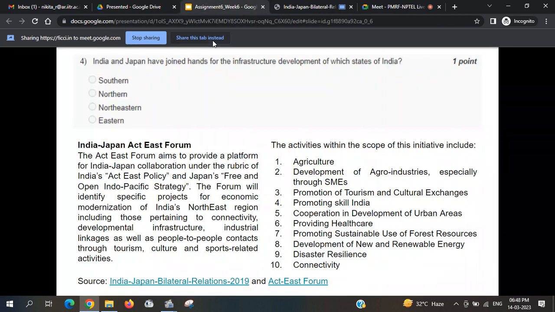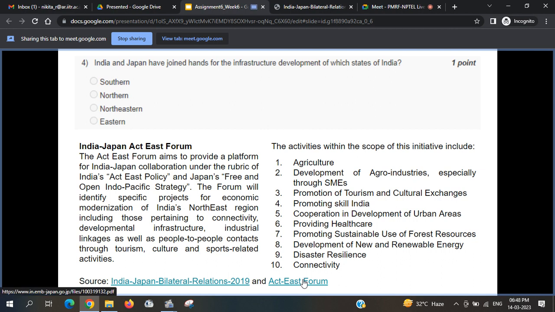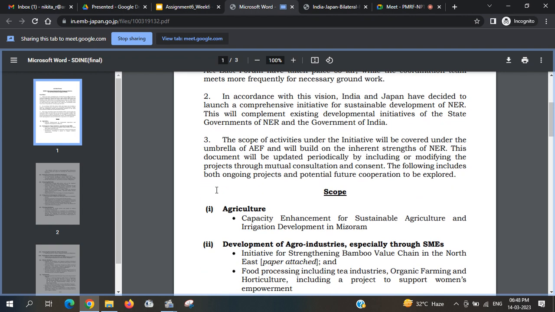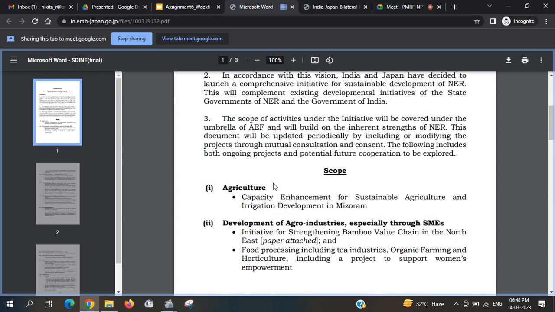So if you want to read further, you can see this. Apart from this, I have added another link which you can see if you want to read more about the Act East Forum. So this is the details or a fact sheet of the Act East Forum. So you can see the scope of this forum based on different sectors or different areas, what the forum proposes to do.